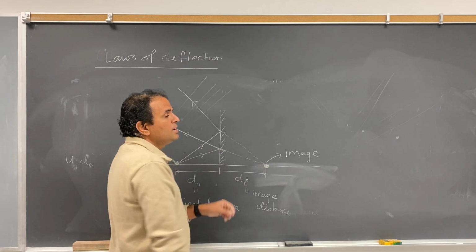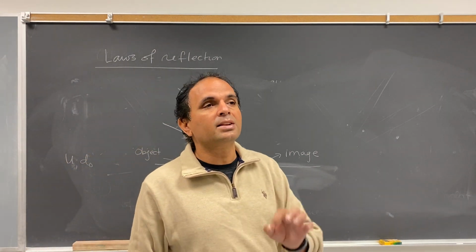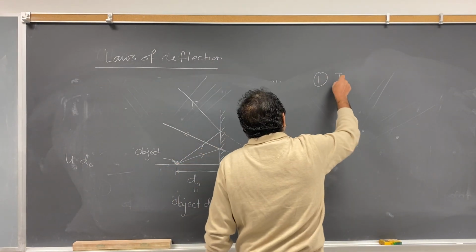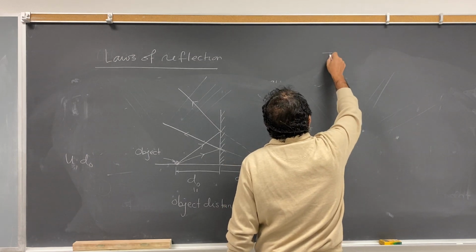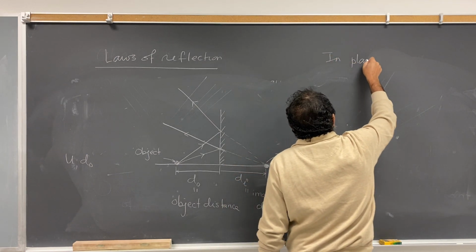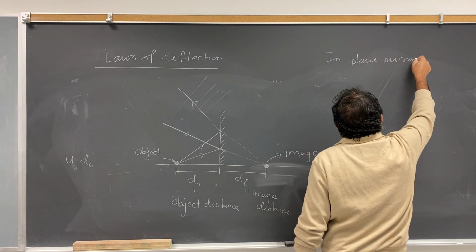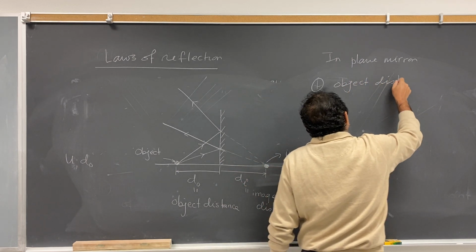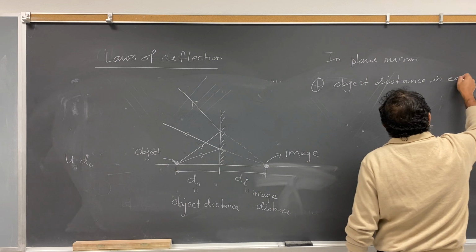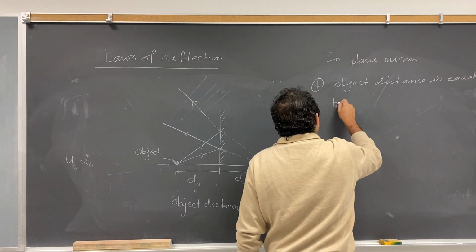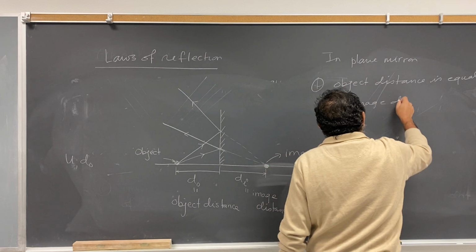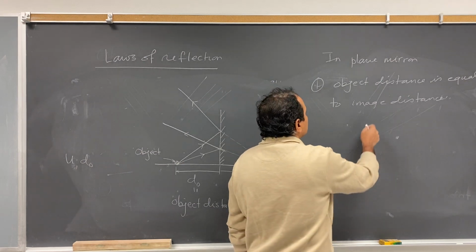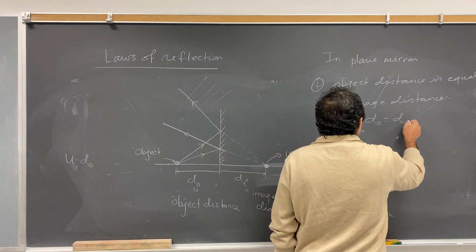Now, if you measure this length, which is object distance, d sub O, and if you measure this length, which is image distance, in a plane mirror, object distance is equal to image distance. Okay. Number one, write down like this, in plane mirror, object distance is equal to image distance. That means you can write d sub O equal to d sub I.